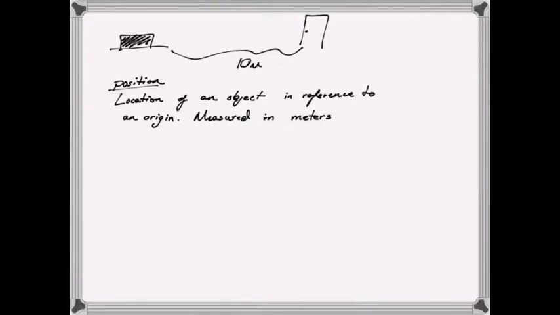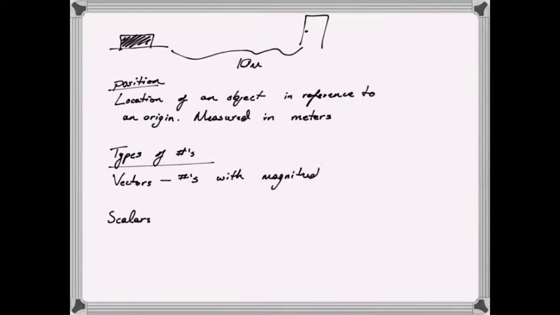Now before we go further, we need to identify a couple things too. First is, in physics, you have two types of numbers. So let's write that down. Types of numbers: you have vectors and scalars. Vectors are numbers with magnitude and direction. And scalars are numbers with magnitude only.